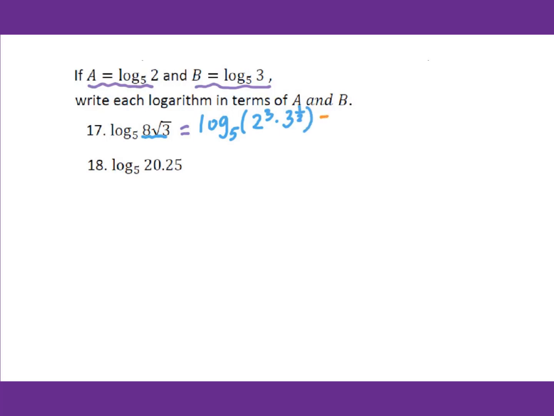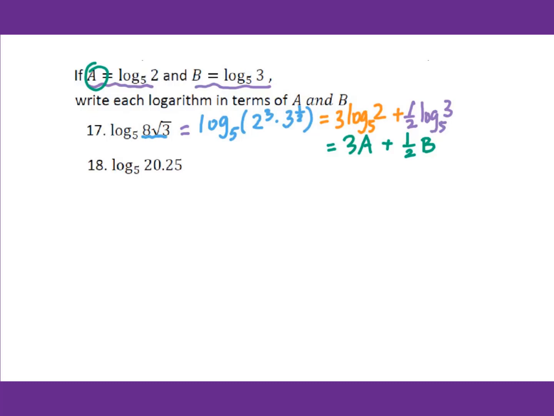Therefore, I got 3 log base 5 of 2 plus 1/2 log base 5 of 3. Then you need to plug in log base 5 of 2, that is a. So we got 3a plus 1 over 2b.